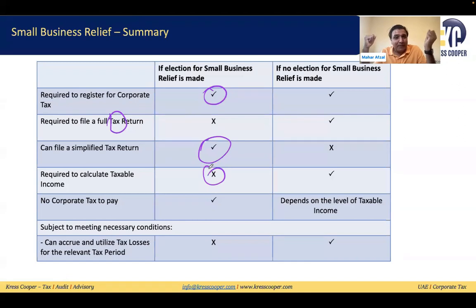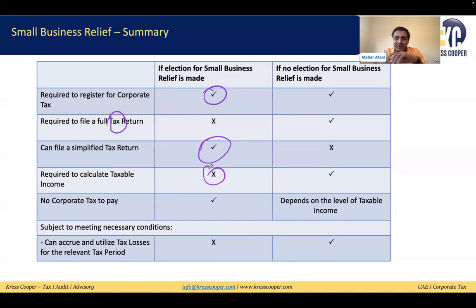Apologies for this. So they are not liable to calculate any taxable income. We have just covered the reason behind it, because they are not liable to pay any tax. So no need to go into this hurdle. This is a straightforward burden on the businesses to calculate their taxable income. No, they are not liable to do this.